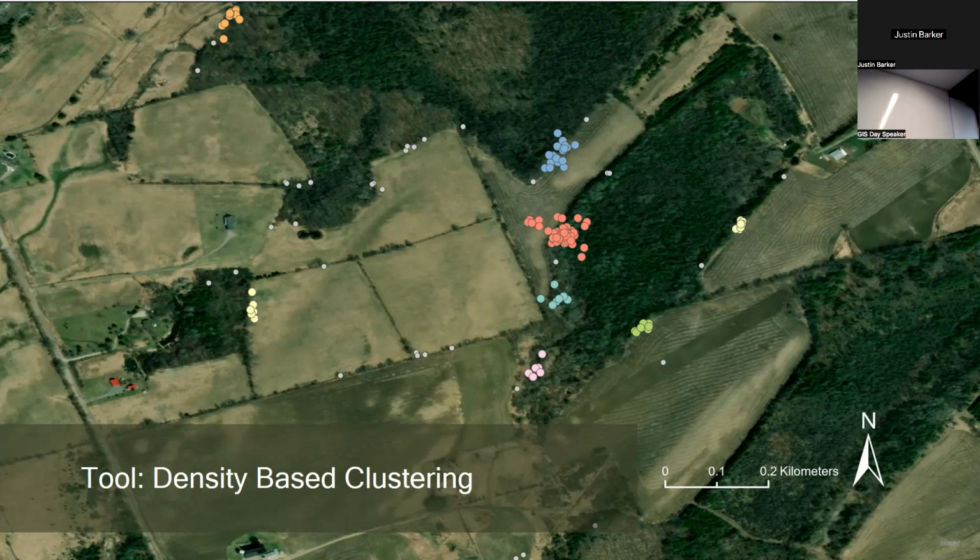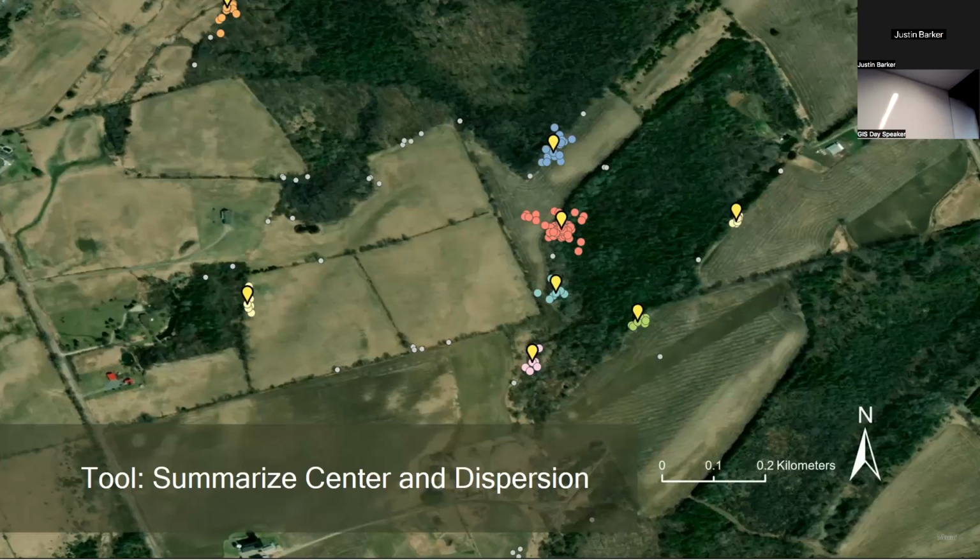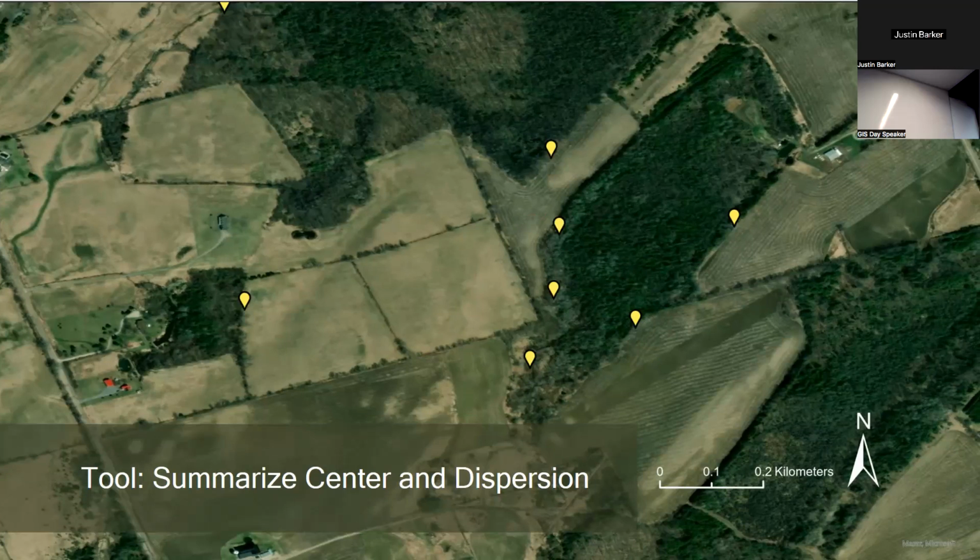Then I used another tool called Summarize Center and Dispersion. This tool can tell you a few different things. Obviously, it can tell you the center of a cluster. It can also tell you the mean and median, as well as dispersion, which is how spread out the points in the cluster are. What I'm showing here with these yellow markers are the centers of the different clusters. So when I clean up the map a little bit and get rid of all those location points, I'm left with just these markers showing the center of my location clusters.